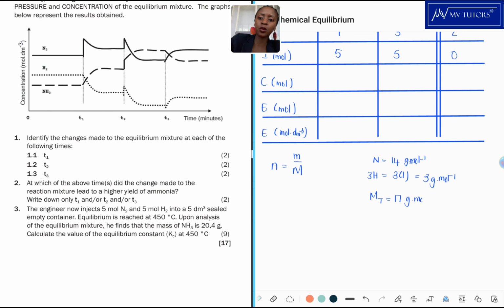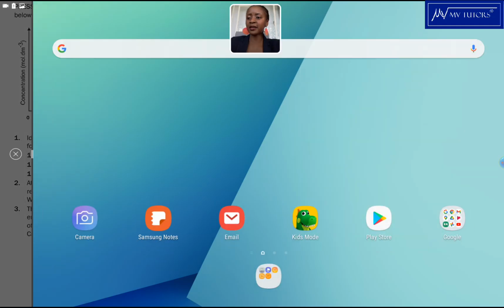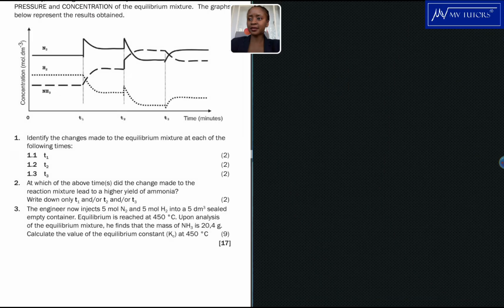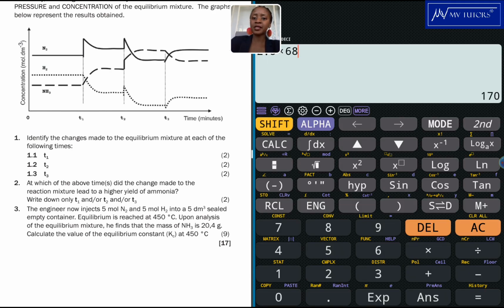Okay, so they gave us the mass. They said it's 20,4 grams. And then we have the molar mass, which is 17 grams per mole. So we need to get the calculator. Jeez, I always forget to get the calculator. Yeah, there's the calculator. So we had 20,4 divided by 17.